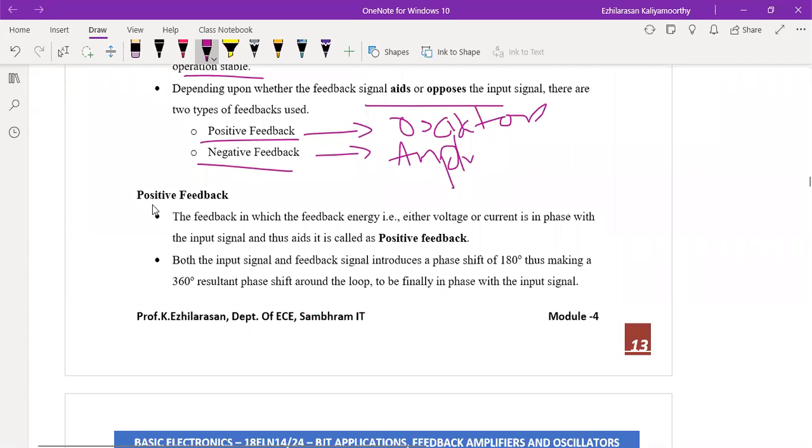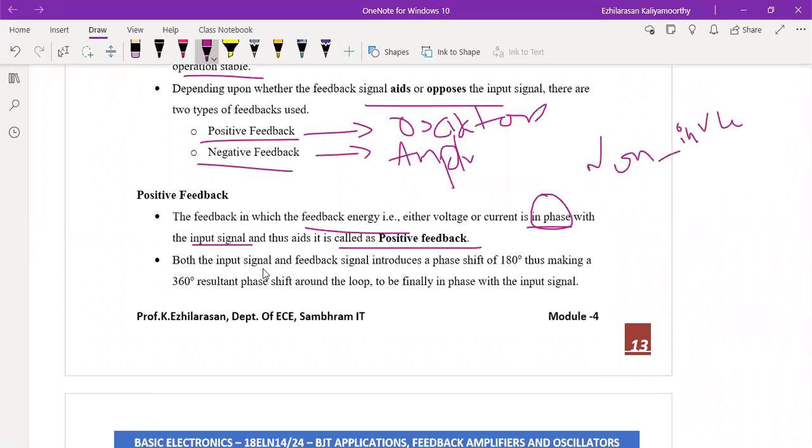First, positive feedback. Here the feedback energy, either the voltage or the current, is in phase with the input signal. That's why it's called positive feedback. In the sense it will be in phase. Keep it in mind, in phase in the sense non-inverting. Positive feedback will give you the output as non-inverting. That is what in phase means.